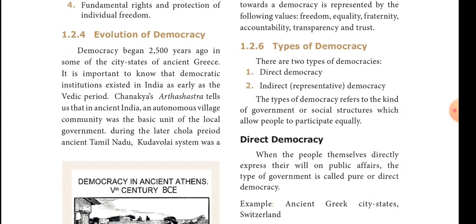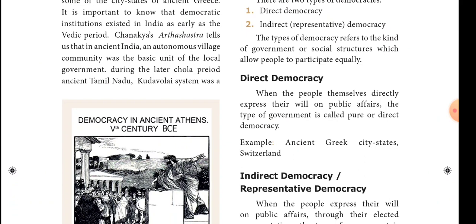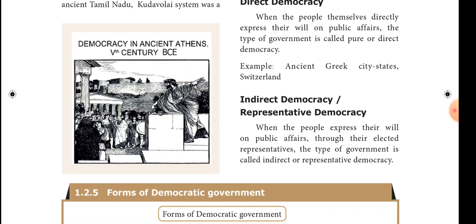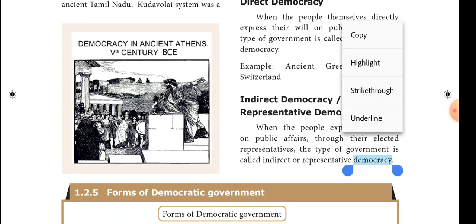And the types of democracy also we discussed. There are two types: direct democracy and indirect democracy. In direct democracy, the people elect their representatives directly through the election. That is called direct democracy. Indirect democracy means the elected representatives elect their representatives. That is called indirect democracy.